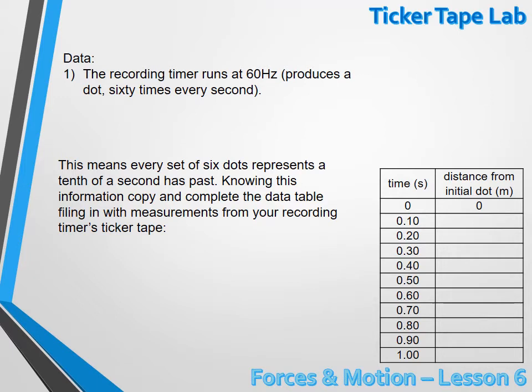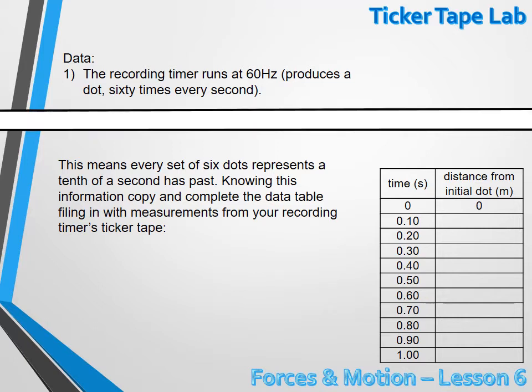The recording timer runs at 60 hertz. It produces a dot 60 times every second. And it's going to look something like this. Well, that's what the paper looks like before the recording timer. When we turn the recording timer on, it'll go, and then it will look like that. This means every set of 6 dots represents a tenth of a second.